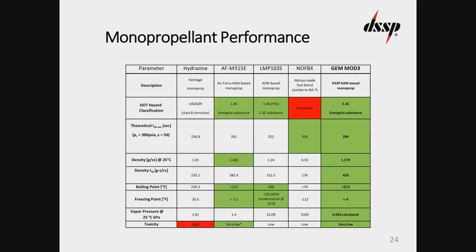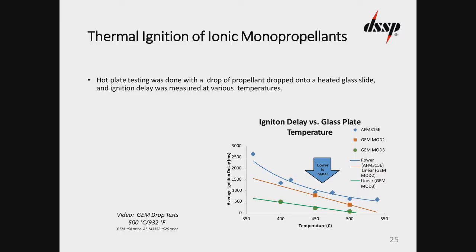Here's a comparison of the AFM 315 and GEM Mod 3 in hydrazine. You can see kind of the reason why everybody wants to move away from hydrazine. It's just the relatively low performance there, the high toxicity, and so these new satellite propellants utilizing the higher density liquid monopropellants will really have a lot more performance in them and be a lot safer to use. And I'll let you look at the details of that chart.